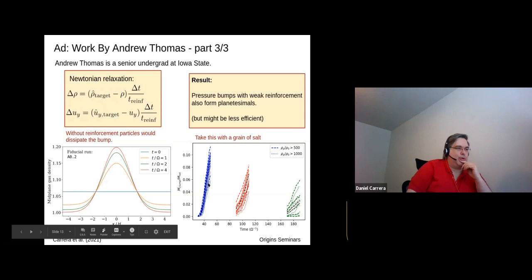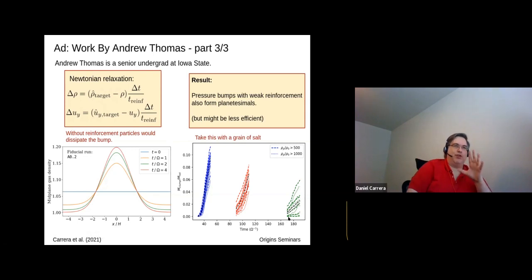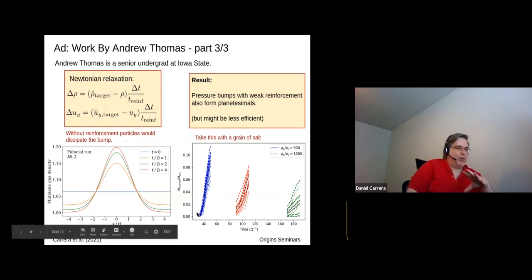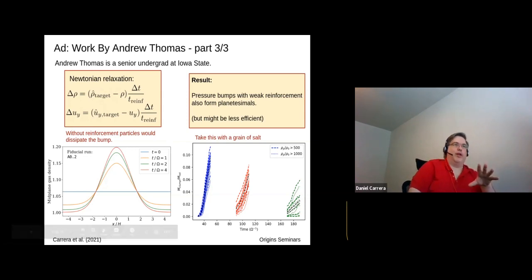So focus just on the blue and the red. We can largely ignore the green because here the pressure bump hasn't fully formed yet. So of course it will form planetesimals more slowly. But over here, we're comparing two pressure bumps that are fully formed. The only difference is the reinforcement time. Why in the world will one of them have the planetesimals grow in mass more slowly than the other?